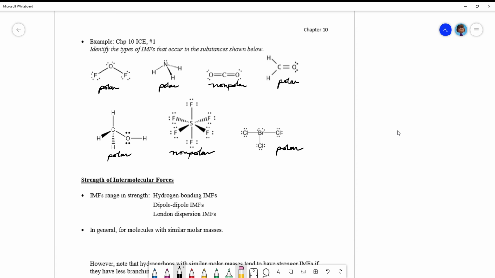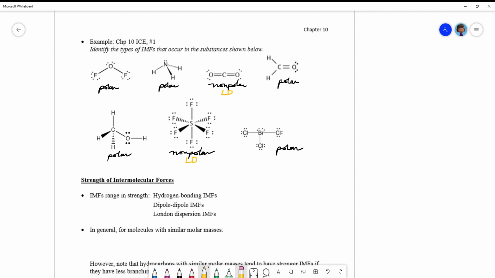Now, if it's a nonpolar molecule, we know automatically that the only intermolecular forces are London dispersion forces. So over here, I'm going to write London dispersion, LD for London dispersion. Now, we need to be a little bit more careful if we've decided a molecule is polar.